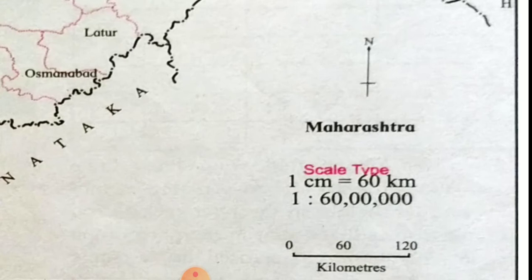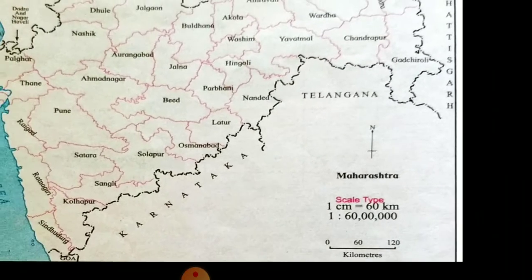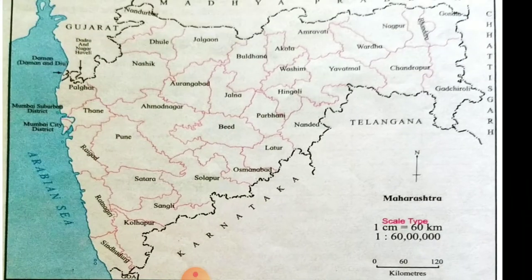The next 2 centimeters will show you 120 kilometers from that distance. So all these three scales are shown here for your reference. On every map these types of scales are shown. Let's study what they actually are.